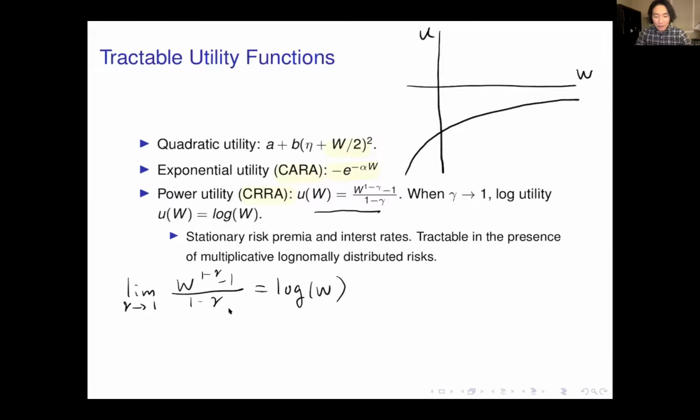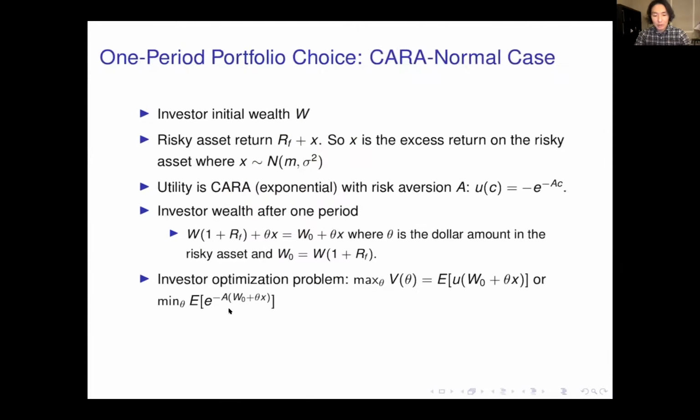So when gamma is 1, it's the special case and it becomes a log utility. But when gamma is not 1, in other words, when gamma is greater than 1 or less than 1, it's just the usual constant relative risk aversion utility function. In this lecture, we will only consider the case where gamma is less than 1. That's the background of the utility functions that we're going to use.